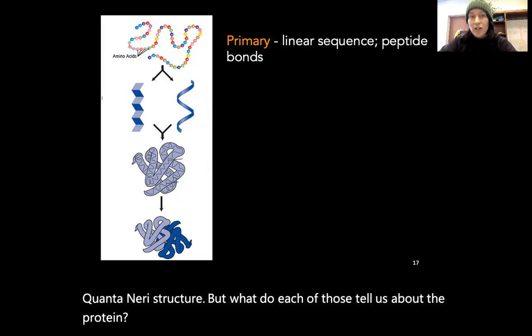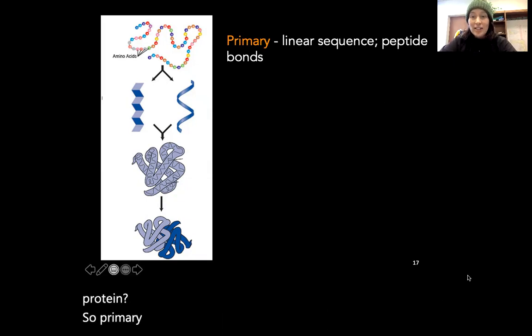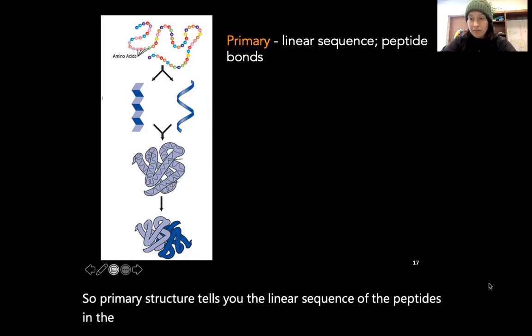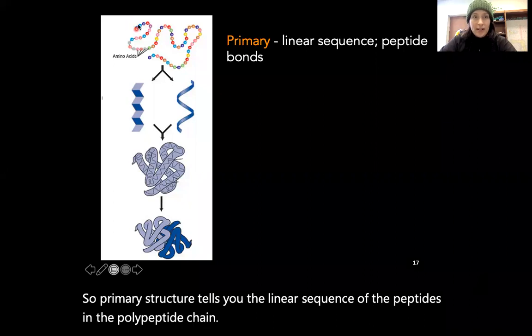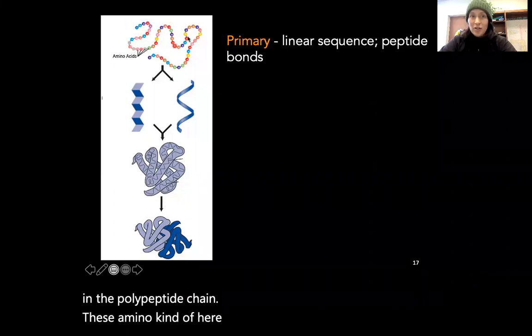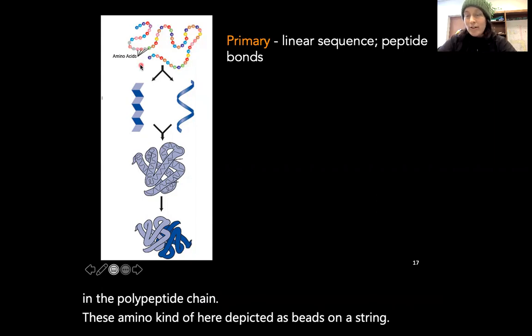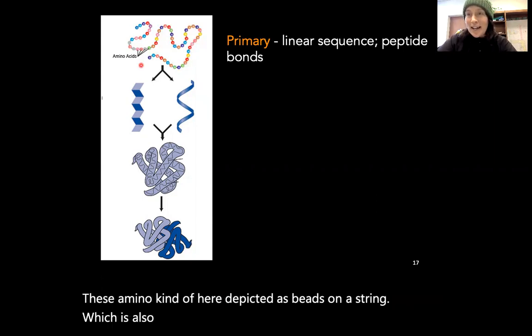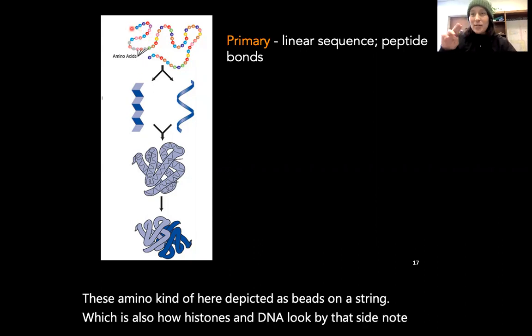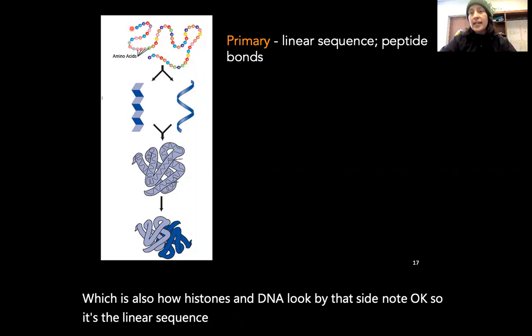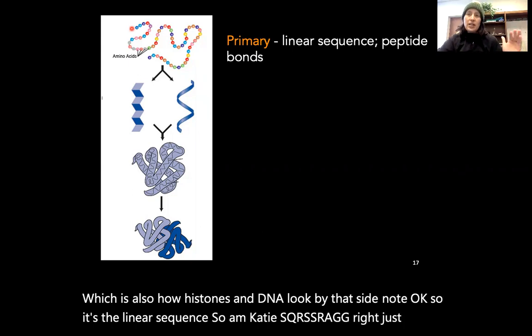So primary structure tells you the linear sequence of the peptides in the polypeptide chain. These amino acids are depicted here as beads on a string, which is also how histones and DNA look. But that's a side note. Okay, so it's the linear sequence. So A, M, K, T, S, Q, R, S, S, R, A, G, G, right? Just those one letter code amino acids.